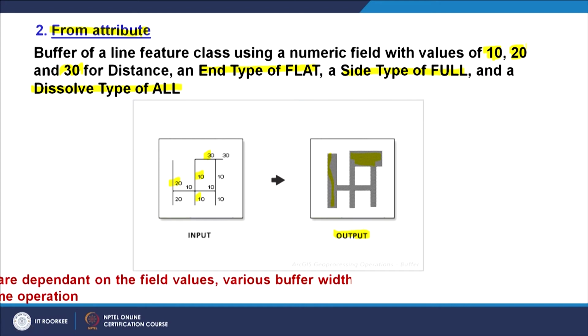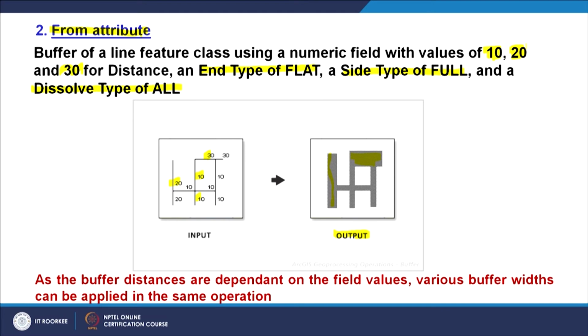the previous example. Now, in this one, as the buffer distances are dependent on the field values, that means one of the attributes, the various buffer widths can be, as you can see here, the three types of buffer width have been created using the same operation as we applied in the previous one, but there we kept only a fixed width or fixed distance. Here the other parameters are the same, no changes, but still we are getting different outputs because, instead of fixed width, we are now getting varying width as per the given attributes.